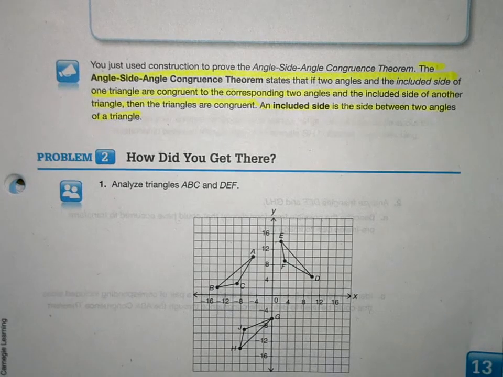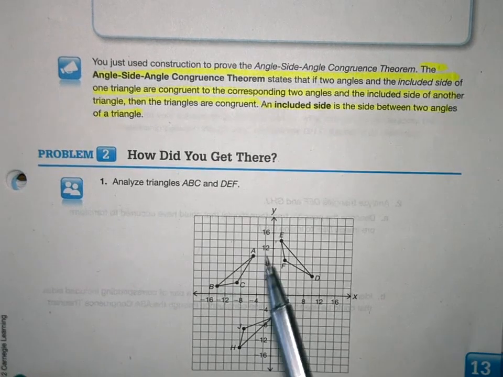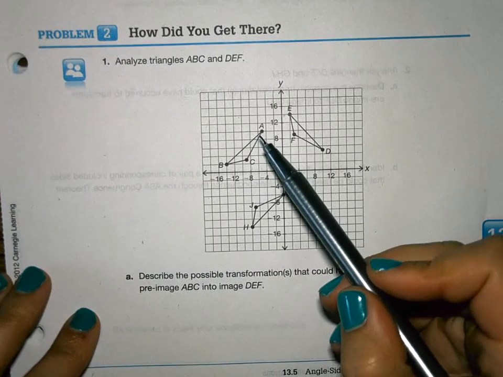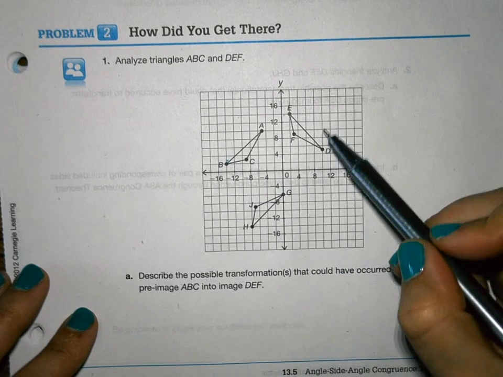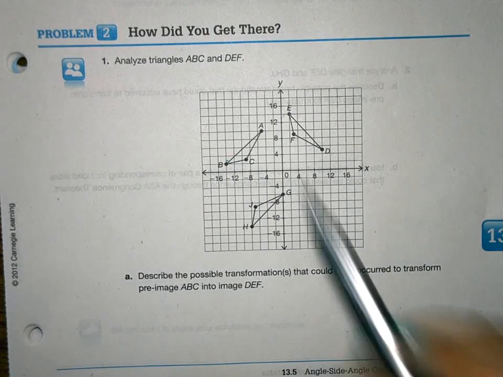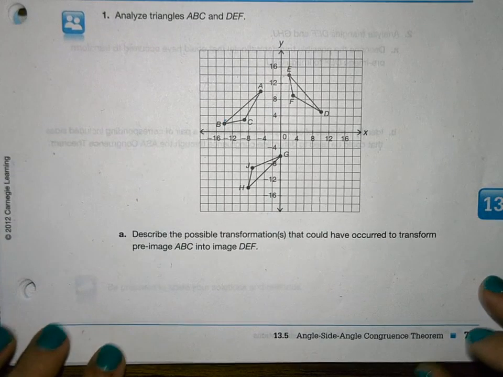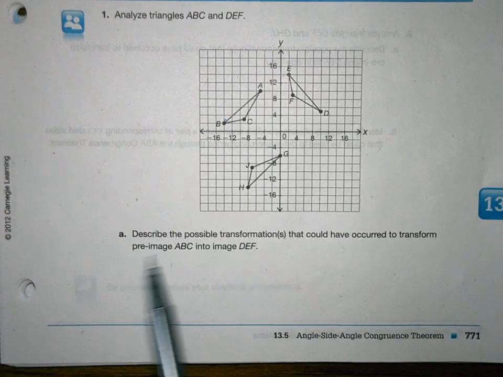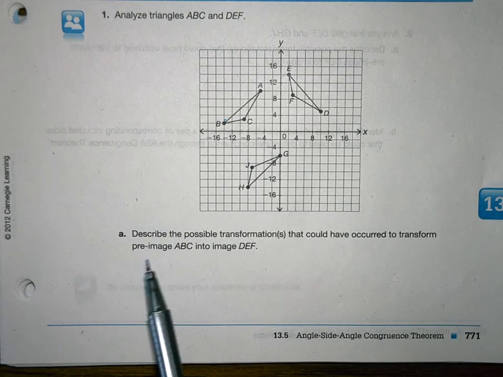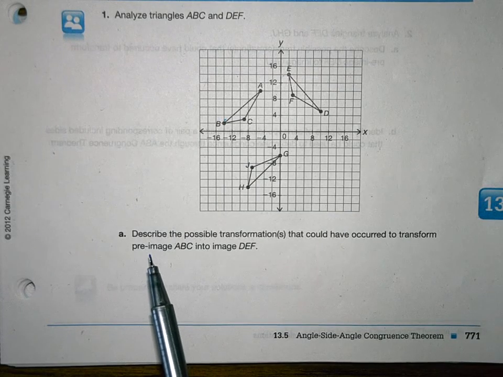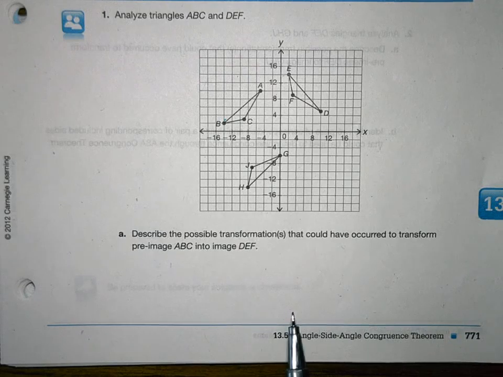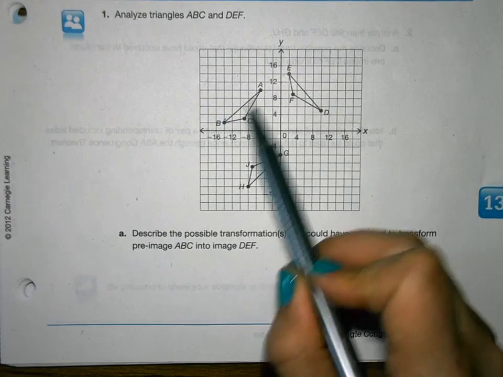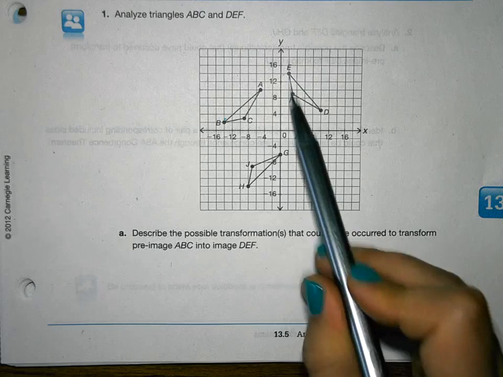So let's look at problem 2. Now that we know the angle-side-angle congruence theorem, we are going to use that to determine if triangle ABC is congruent to triangle DEF. So let's just look at these two triangles to start. So first of all, talk with the people in your groups. See if you can determine what transformation, there might be more than one, could have occurred to transform triangle ABC into triangle DEF.